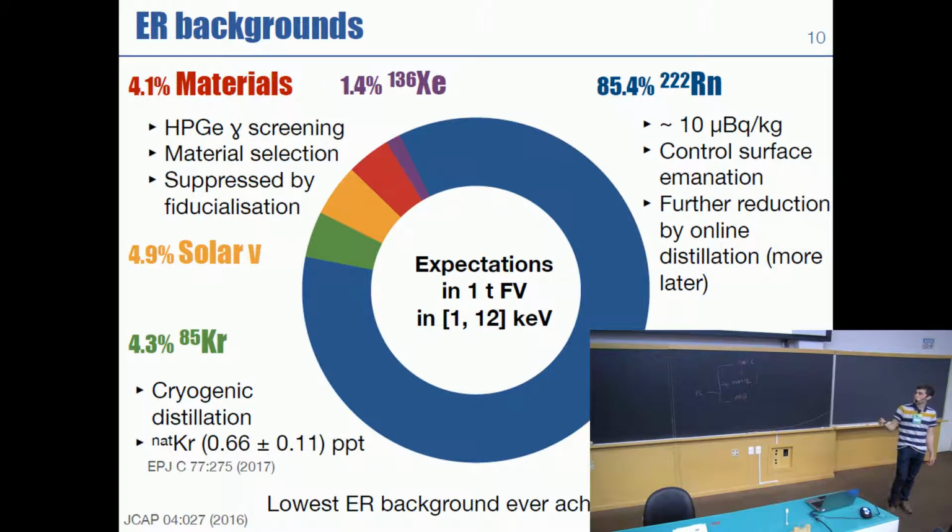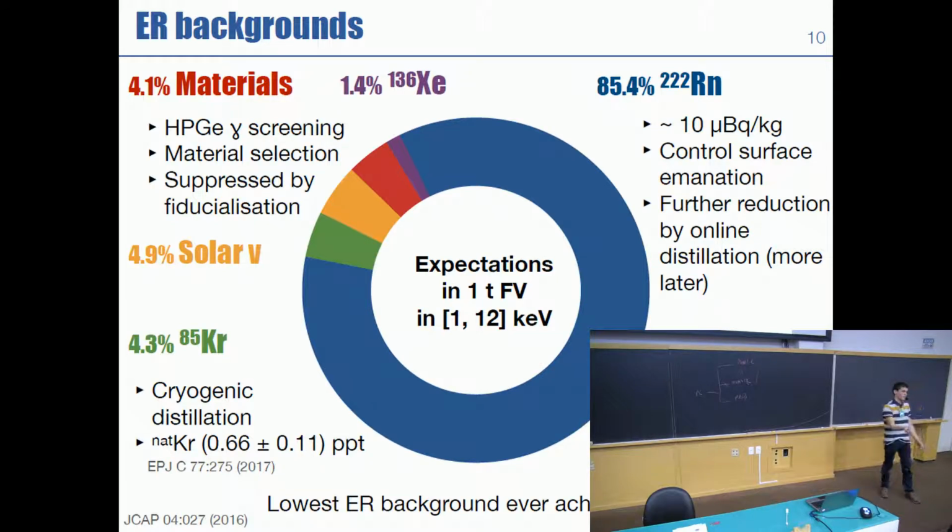So one of them is krypton 85. This is created basically from nuclear weapon testing, but this we remove from the xenon before we fill it into the detector. Because it's completely anthropogenic, it doesn't keep entering the xenon. We distill the xenon before we fill it into the detector, and we can reduce this easily to a subdominant level. And the main background for us is radon 222.